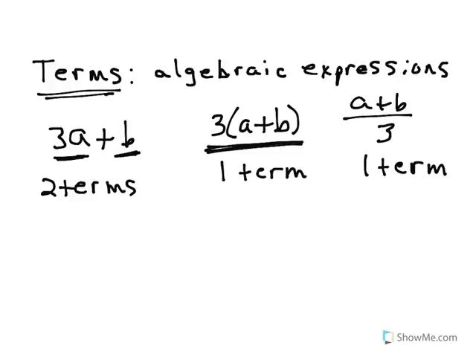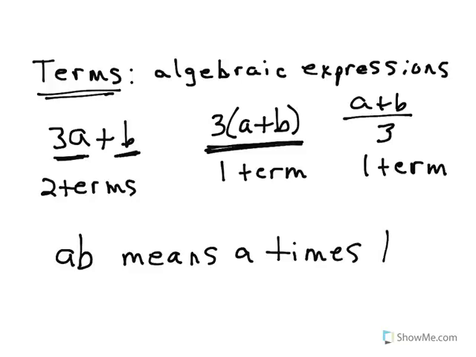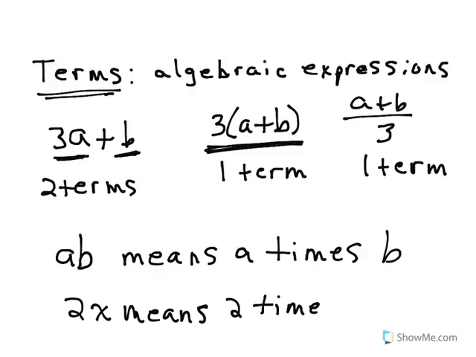If you have an algebraic expression such as AB, that means A times B. And 2x means 2 times some number x. The letters are our variables, and they represent some missing quantity or some missing number.